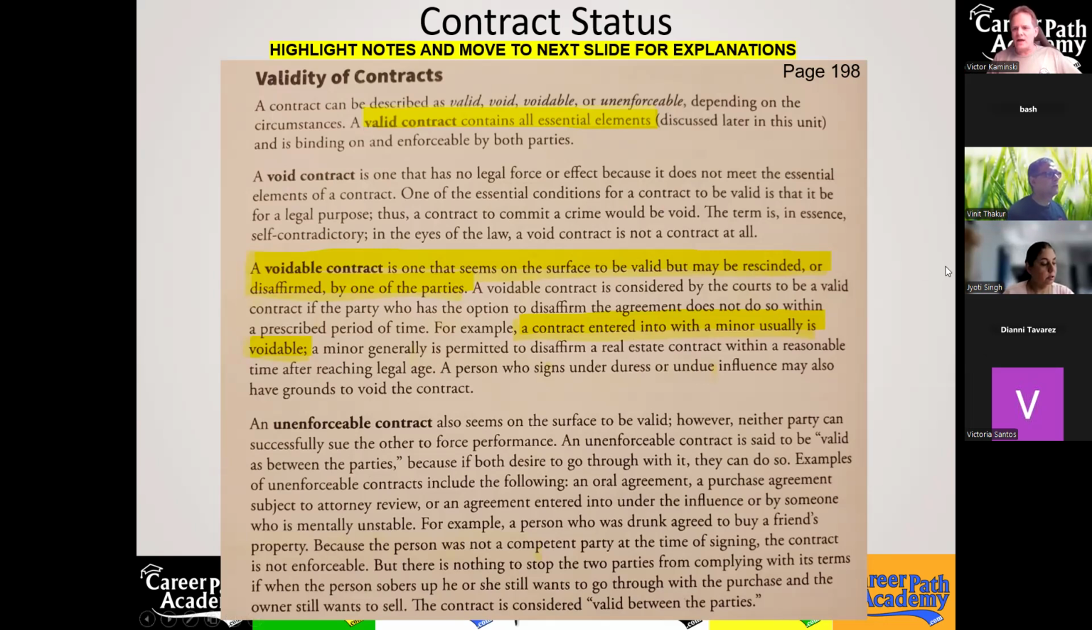So what is a valid contract? A valid contract is one that has all the essential elements to it that make it legally enforceable. What were the 4 essential elements of a real estate contract to make it valid? Actually, any contract, really. What are the 4 essential elements of any contract to be valid? See if you remember. It's not on this page.